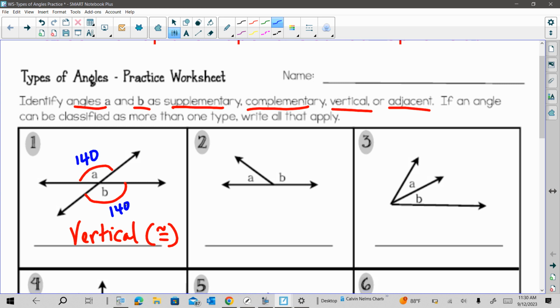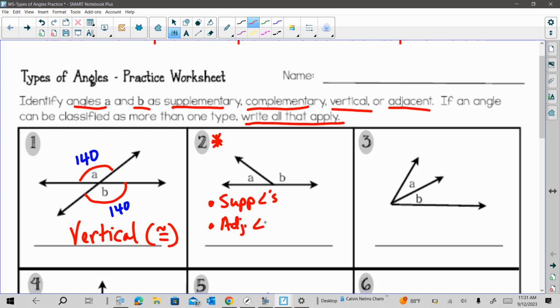Now, I'm going to start with 2 because it's going to be the one that has the new type. There are 2 answers. One of them is, you're right, Abdul, supplementary. I'm just going to abbreviate it SUP. Supplementary angles, that's one type. Because they want us to identify all that apply, what's another type of angle? Adjacent, yes. I'm going to abbreviate that ADJ.